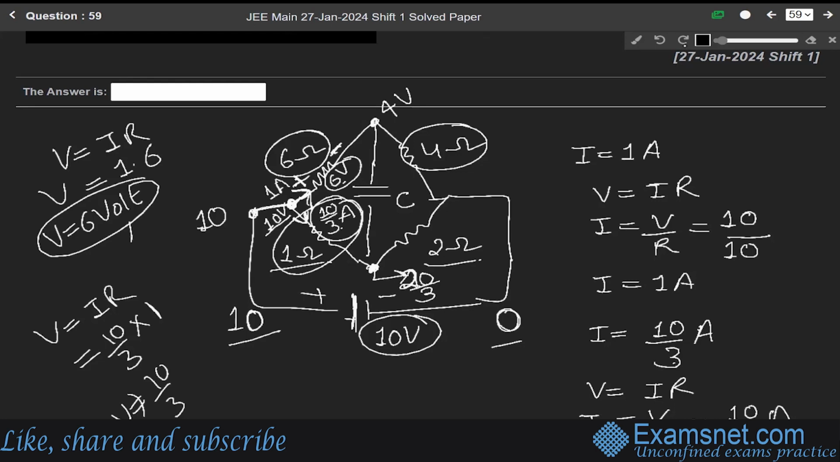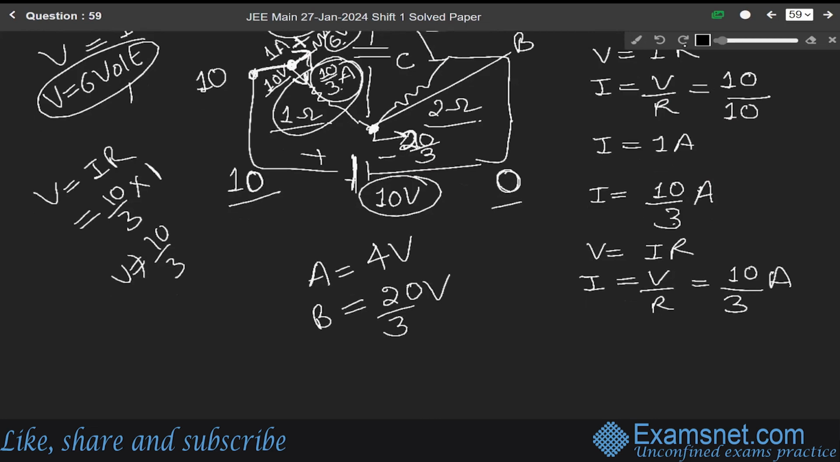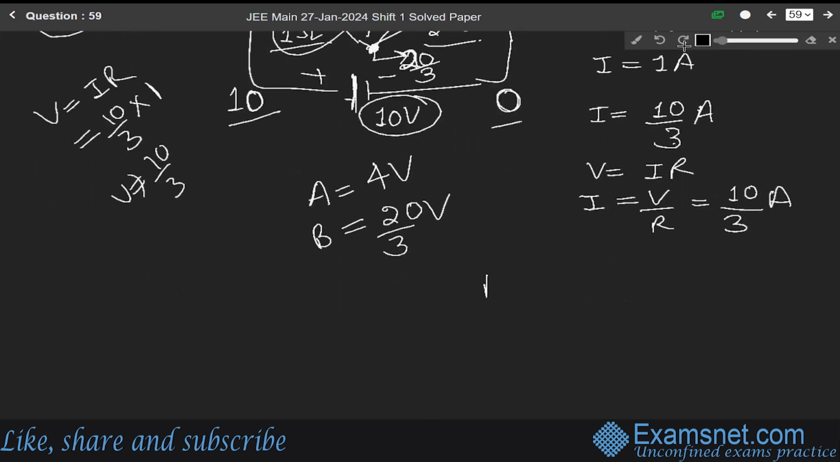Okay. So let this point be A and let this point be B. At point A, the voltage is 4 volt, and at point B, the voltage is 20 by 3 volt. So the potential difference between A and B is 20 by 3 minus 4 volt, which equals 8 by 3 volt.